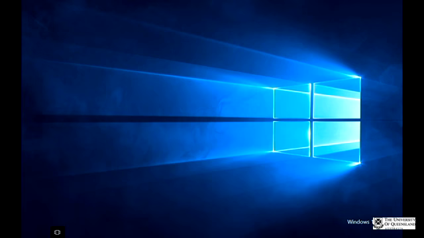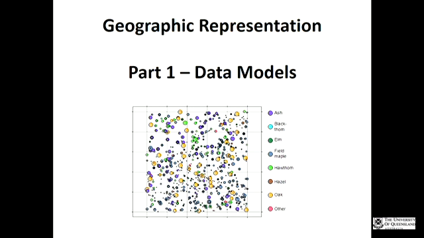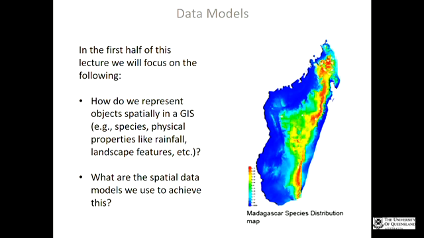Okay. So the first part of the lecture, we'll have maybe 20 minutes, half an hour of content, and then we'll do a short exercise. So the first thing I'm going to talk about is how do we represent geographic objects spatially, and these are things called data models. So a data model is really a way of representing a geographic object, be it a tree, a house, a person, a road.